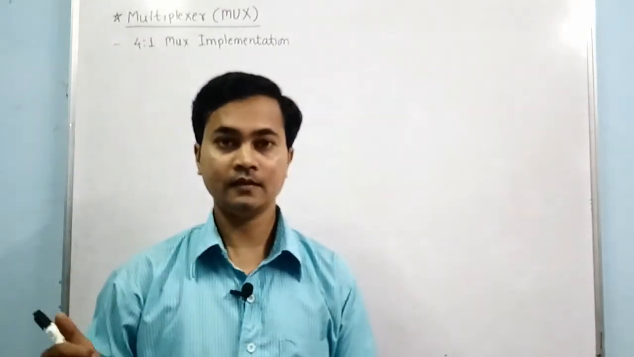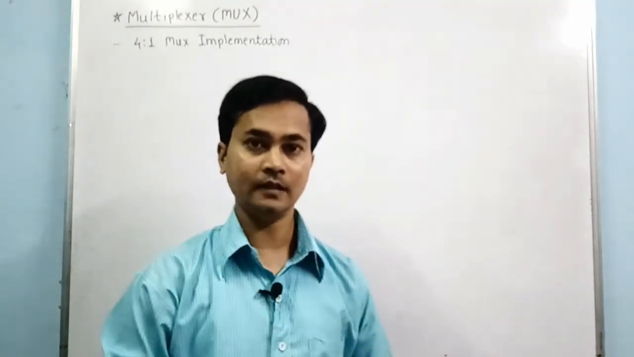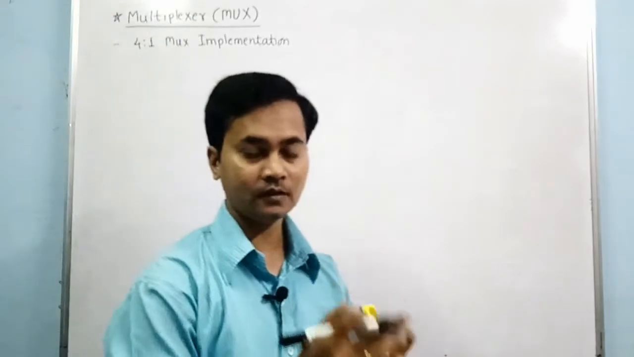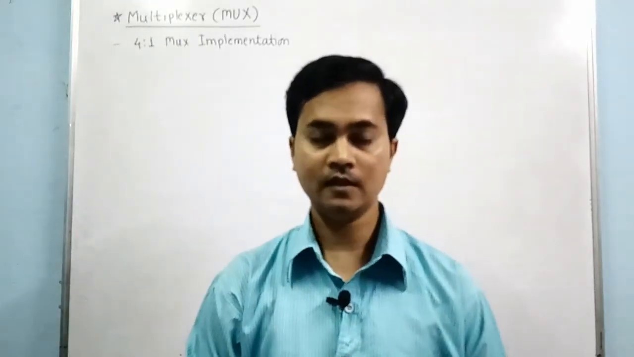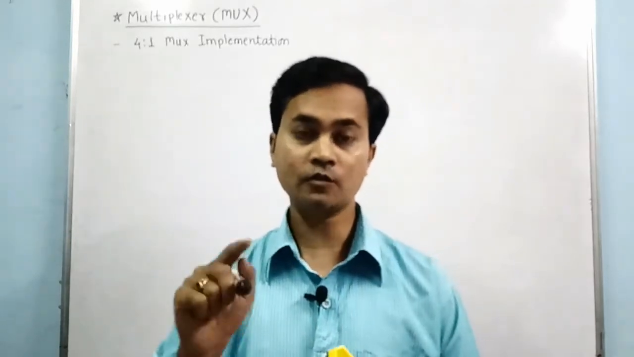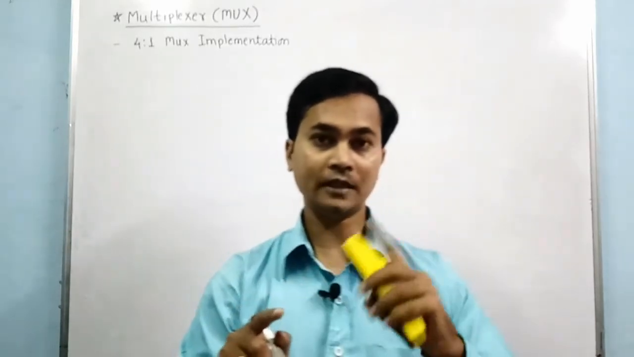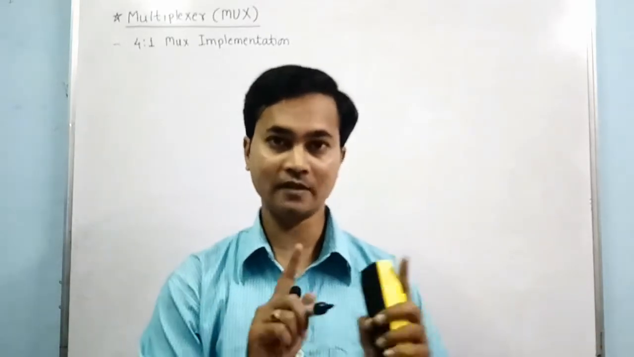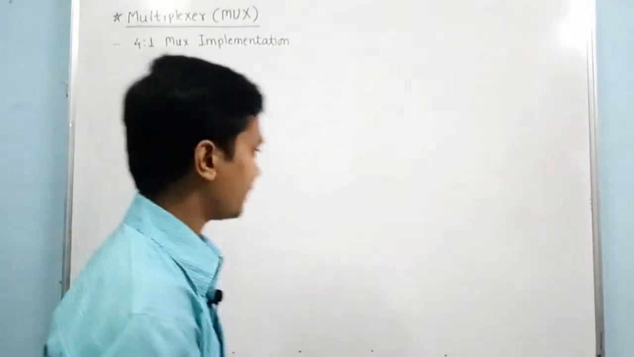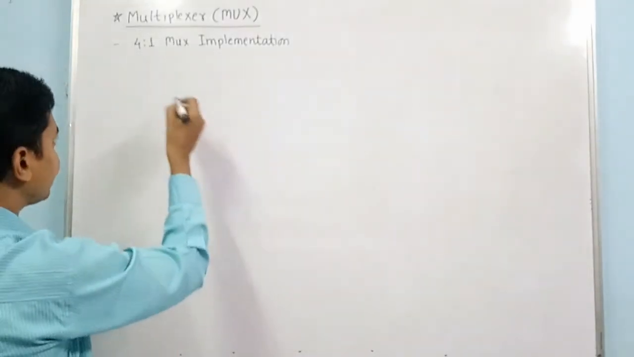So now we will see the 4:1 multiplexer implementation. We have to go through 4 steps. The first step is we have to draw the symbol of the 4:1 multiplexer. After that we have to draw the truth table. And from the truth table we have to find out the equation, SOP form equation, and the final stage is the implementation. Okay, so let us start with the symbol of the 4:1 multiplexer.